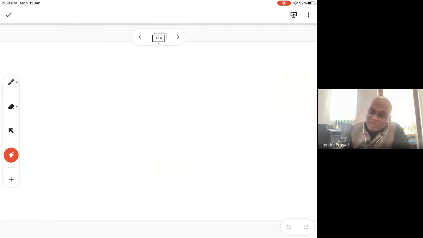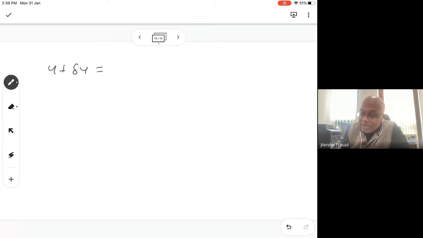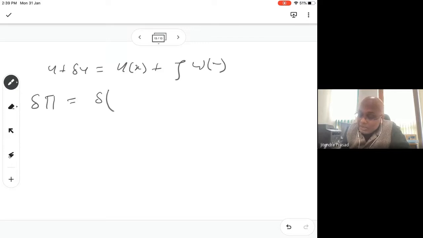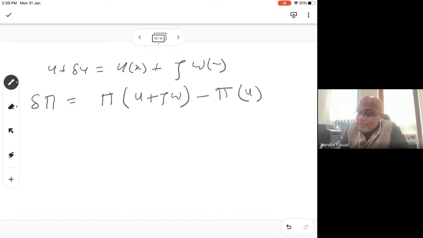But still, we want to give the interface, basically, how they are connected, what the mathematical meaning of this is. Okay, so coming back, we have u, we said u plus del u, and then we wrote it as u plus zeta w, where zeta is very, very small. Why do we want to do this? We want to find del pi. Del pi will be pi of u plus zeta w minus pi of u, which will be equal to 0, as I explained earlier.